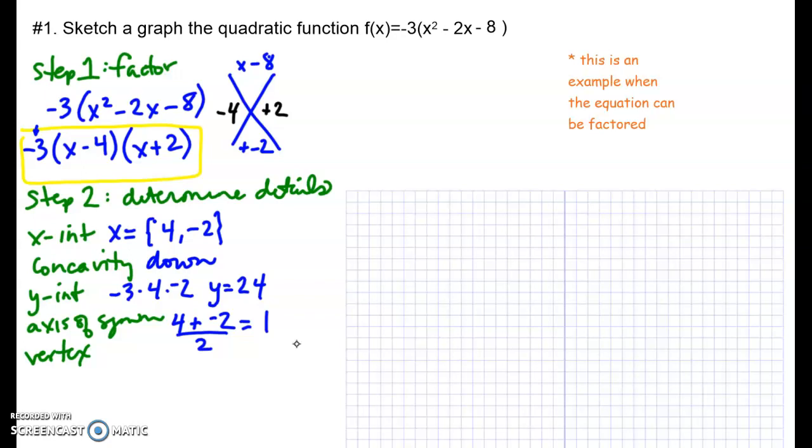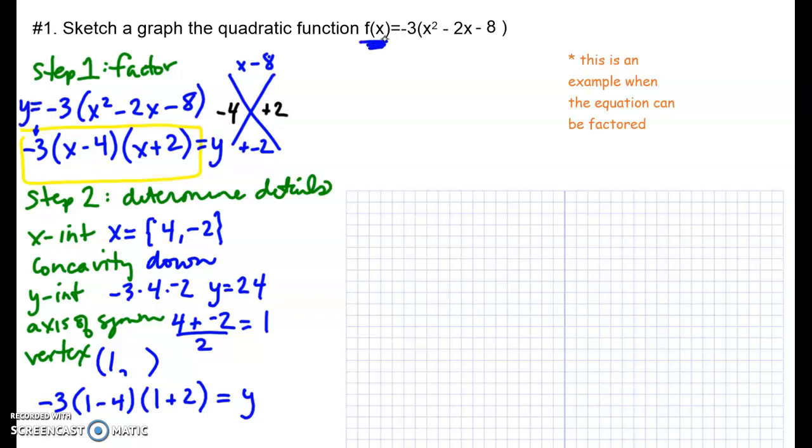And the vertex, that's going to happen along the axis of symmetry, right? So we know the vertex is going to have an x-coordinate of 1. We're just not sure of the y-coordinate. So we're going to put a 1 in for x and see what we get for the y. What I should have had in this equation is that this equals y, or f of x. That's what it started with. Okay, so now we have that put in.